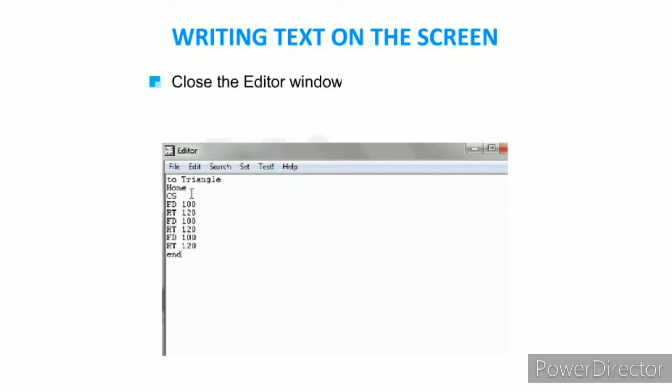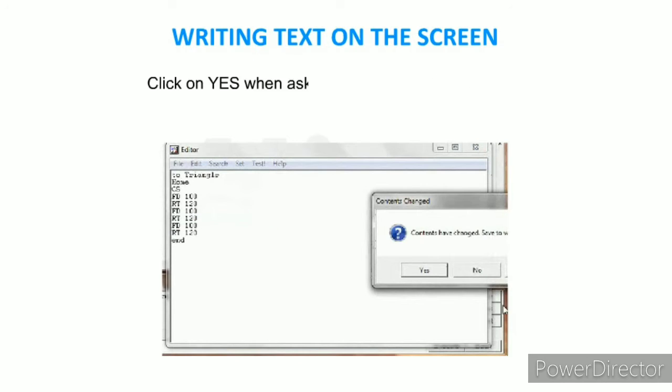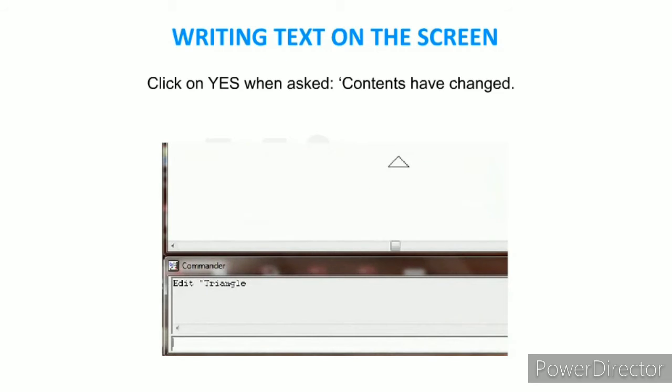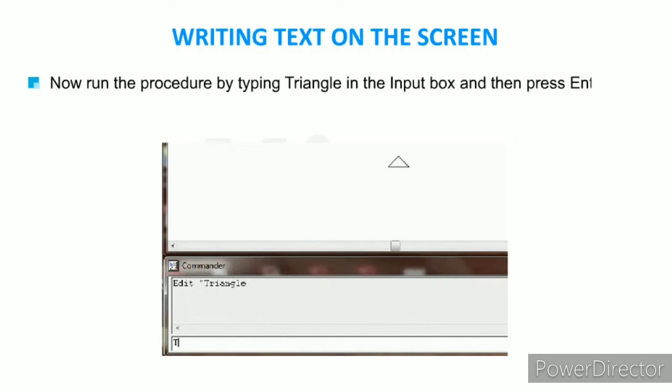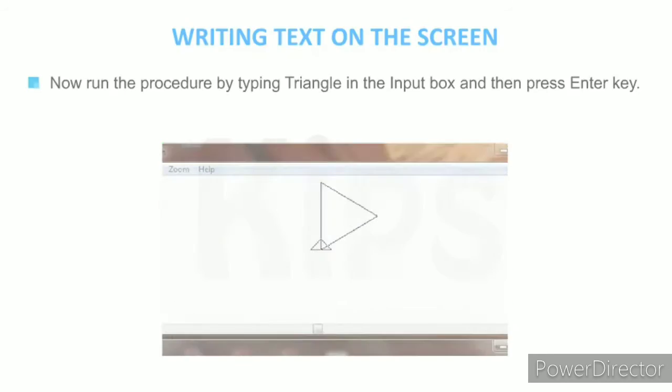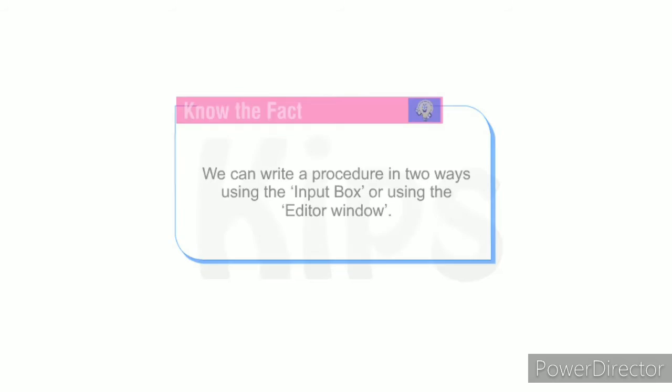Close the editor window by selecting File, then Exit. Click on Yes when asked, contents have changed, save to workspace. It will save the contents to workspace. Now run the procedure by typing triangle in the input box and then press the enter key. Let me share the fact: we can write a procedure in two ways, using the input box or by using the editor window.